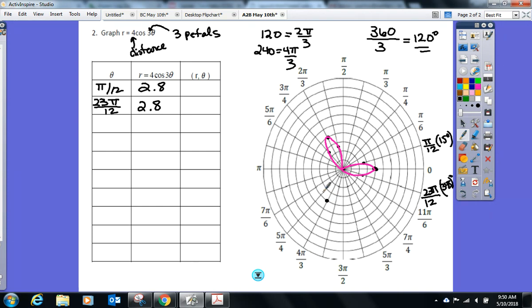And then to the right and to the left is 2.8. Why did I feel like I graphed something wrong? No, I did. I'm okay. Never mind. 1, 2.8. Look at that petal. Those look a little long. 4.